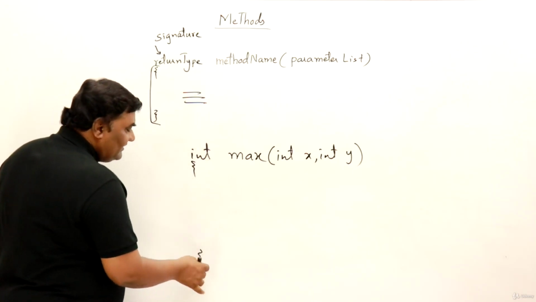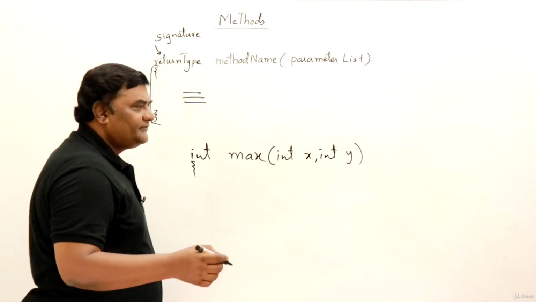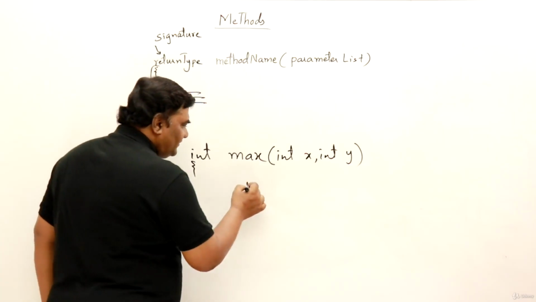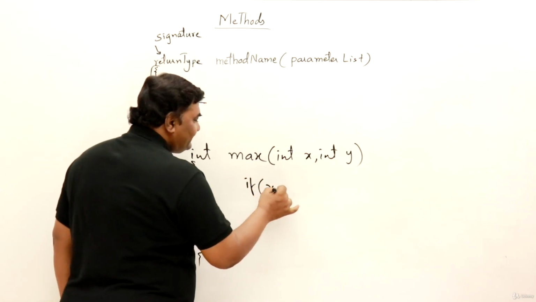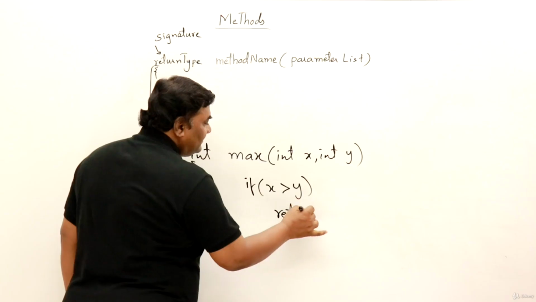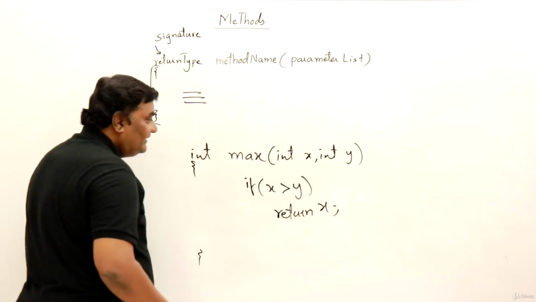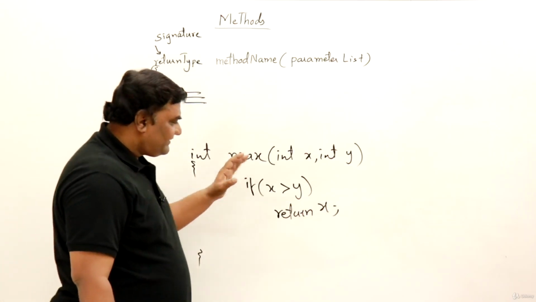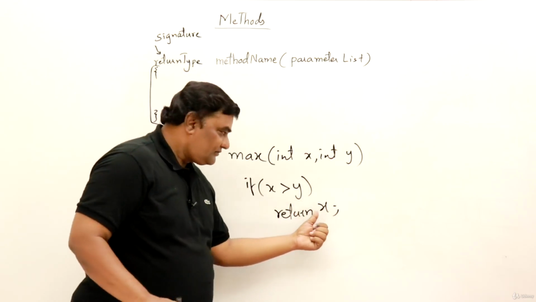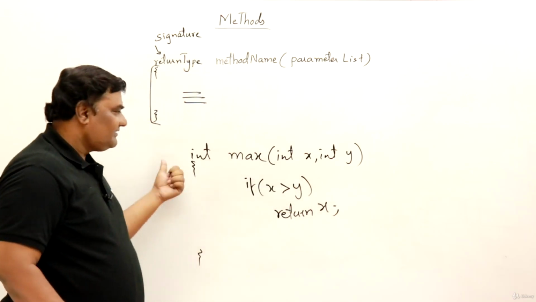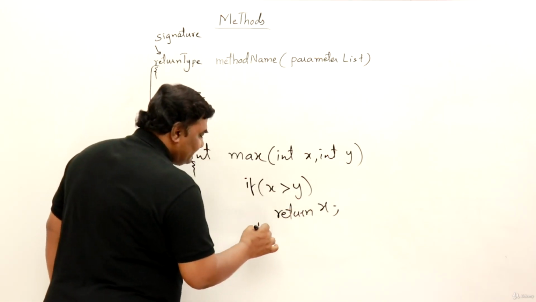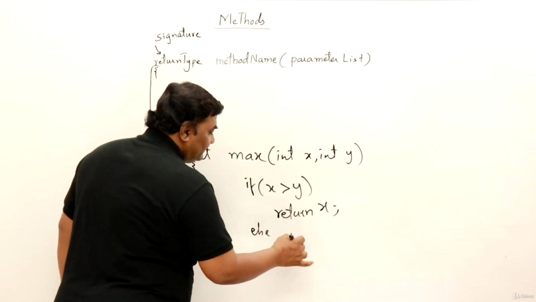Then write the body. What should I do inside this one? We have already seen how to check which number is greater. So here I will write the logic: if x is greater than y, then return x. See, whatever value a method is returning, it should be returned by using a return statement. So whatever the value of x is, that will be returned by this method. If x is greater, return x, else return y.